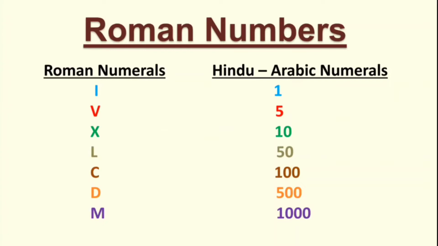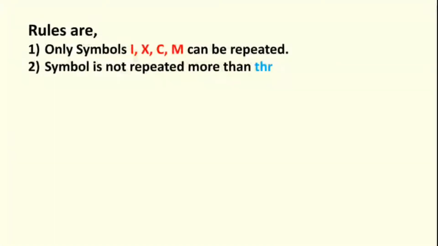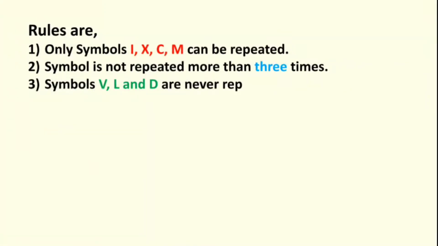Now, to write down Roman symbols, there are some rules. First rule is only symbols I, X, C, M can be repeated. But we can't repeat any symbol more than 3 times. Symbols such as V, L and D are never repeated.